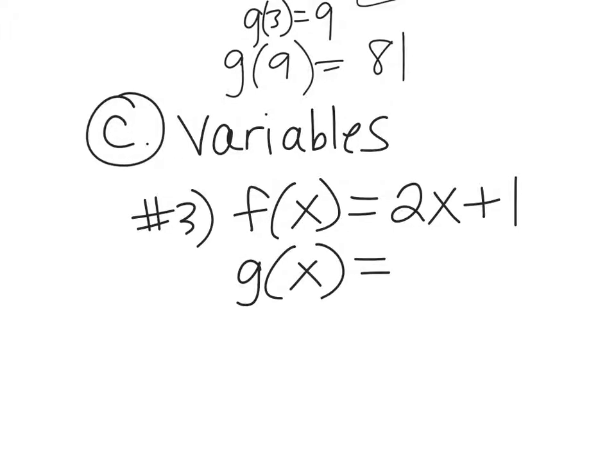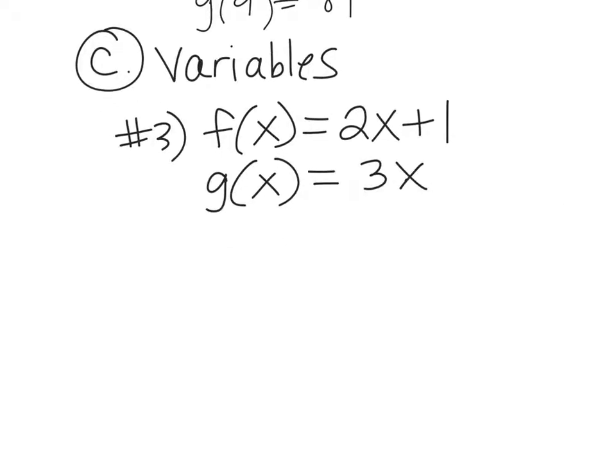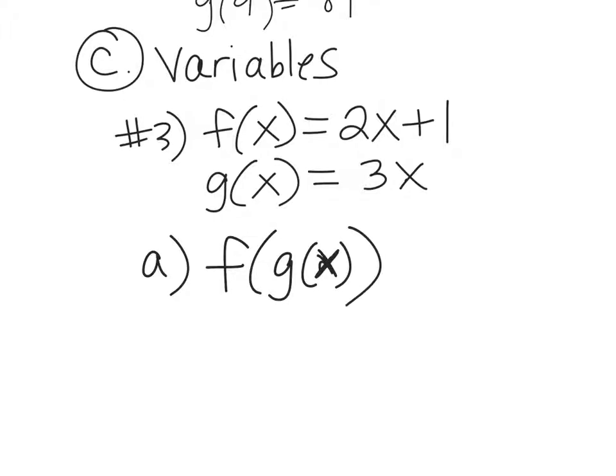And g of x is 3x. All right, so there's our two functions we're given. And we're going to do f of g of x. Not a number, but just a variable. Our answer is going to be in terms of x now. It's not going to be a number answer. So let's talk about what this means.